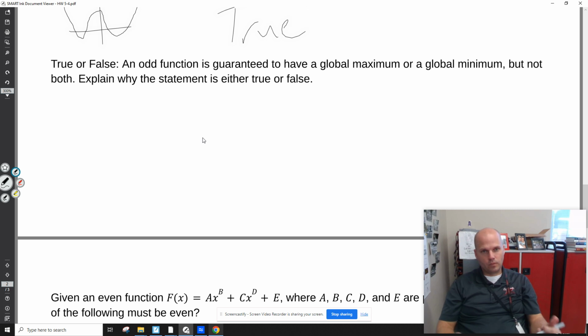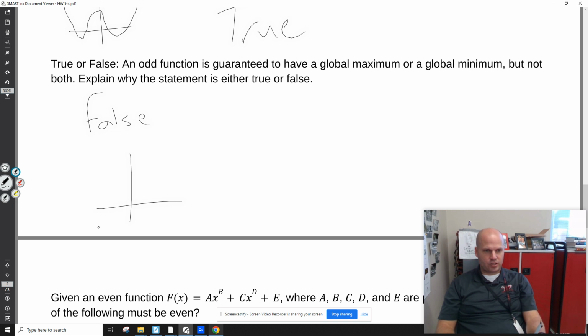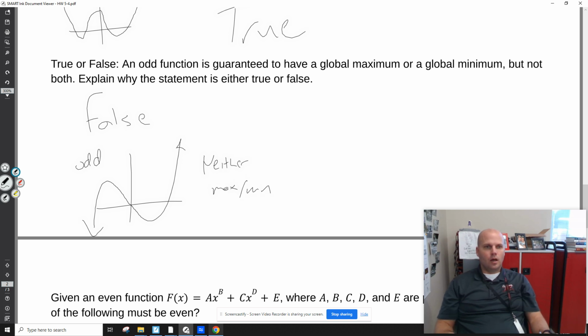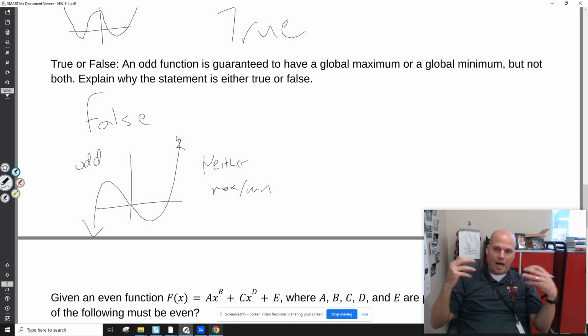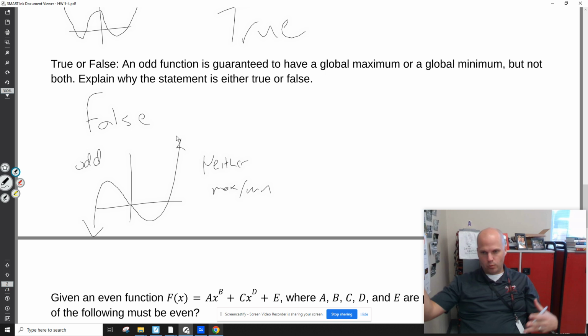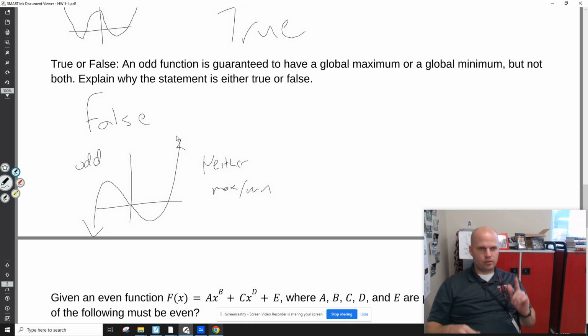Now, odd function is not guaranteed. It's very simple. Your counterexample is x cubed or any x cubed. Here's an odd function that has neither a max or min, because you see the end behavior is up to the right and then down to the left. So we will not reach a maximum value. We will go towards infinities in both directions.